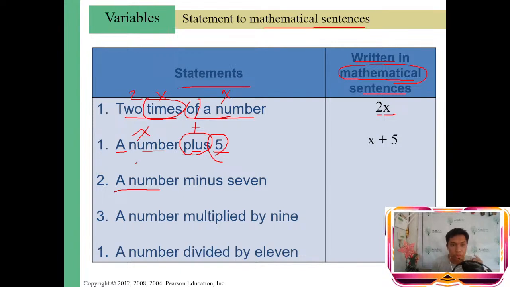Alright, so a number is your x and then minus. Minus means loop, and then 7. So that is how we convert the mathematical sentence. We have a number multiplied by 9, so 9x. A number divided by 11 means we have x divided by 11. So that is how we write it.